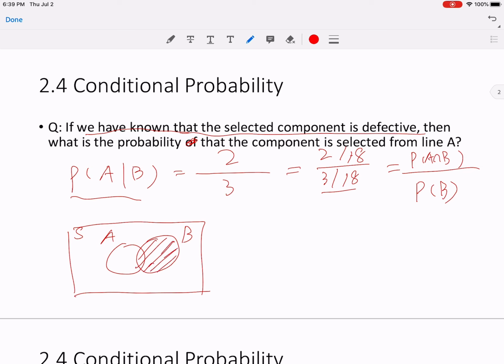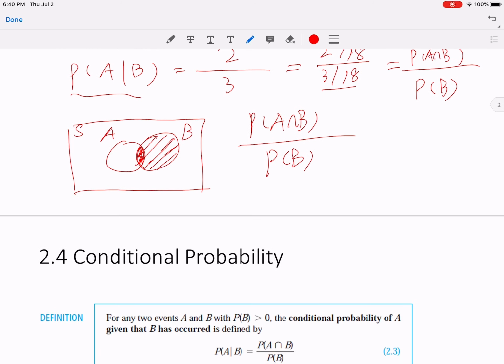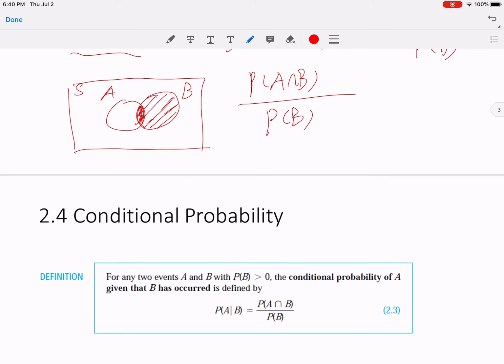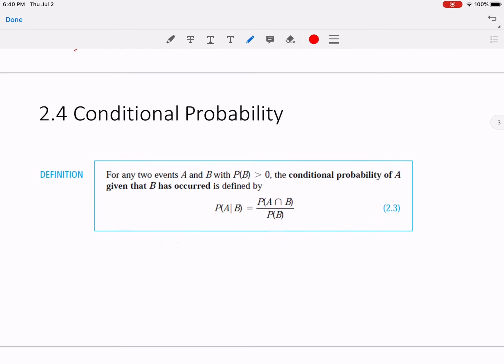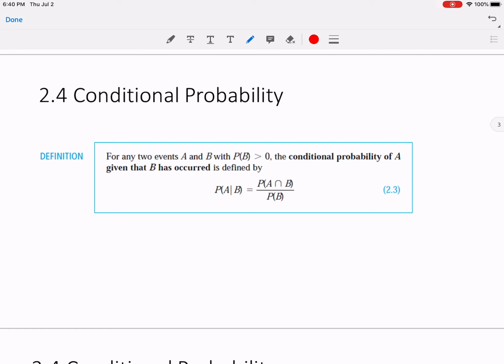We know this circle. And we want to find the probability that A given B. So we're looking for this part over here. So this intersection part is A intersection B, and then divided by B here, because B is given, probability of B. And then once we know this, we're going to get into the definition of conditional probability.